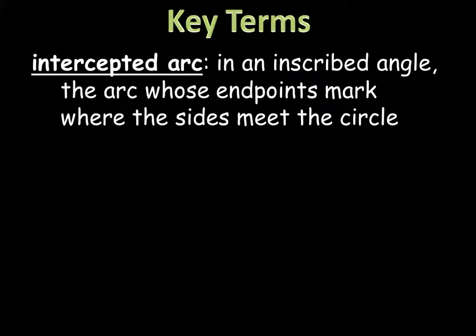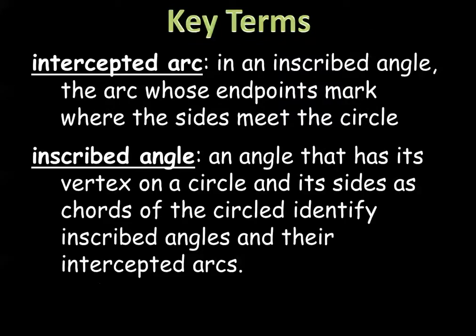An intercepted arc of an inscribed angle is the arc whose endpoints mark where the sides meet the circle. And an inscribed angle is an angle that has its vertex on a circle and its sides as chords of the circle. Identify inscribed angles and their intercepted arcs.